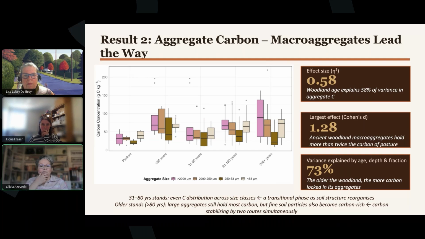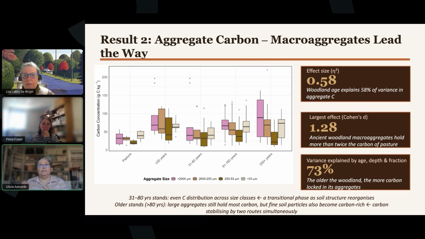There's an interesting pattern in the 31 to 80 years since planting. Carbon is unusually uniform in its spread across all four size classes. We read this as a transitional phase. The soil is still actively reorganizing itself and hasn't yet settled into the pattern you see in the older stands.